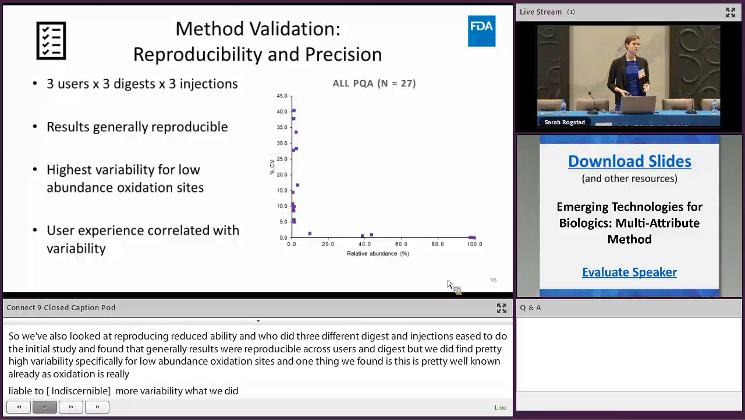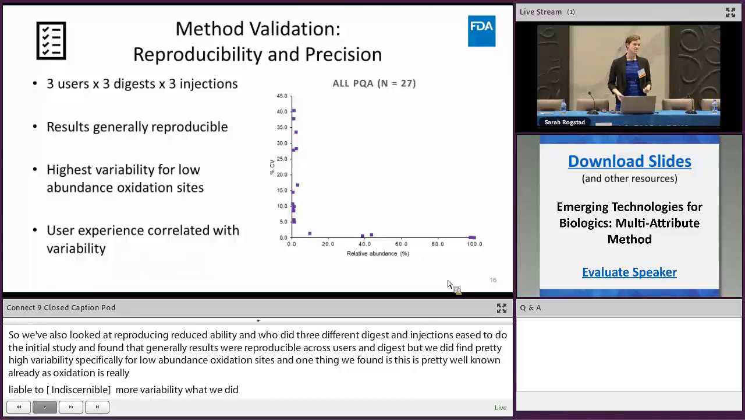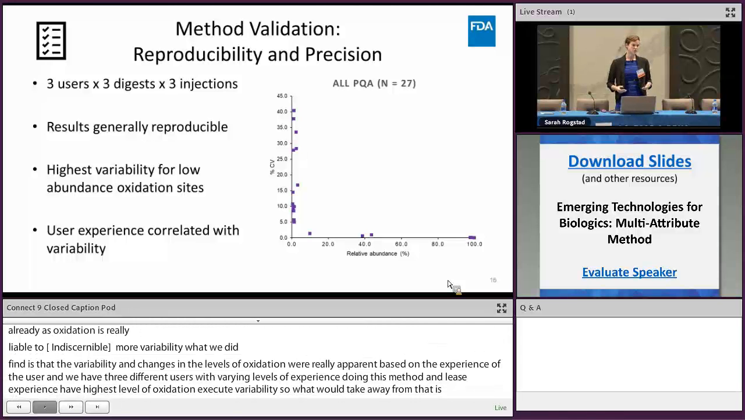So we had 3 different users with varying levels of experience doing this method, and the one with the least experience had the highest levels of oxidation, and that skewed our variability. So what we took away from that is that you should really make sure that everyone is really well trained, you have SOPs in place to make sure that your data is consistent, and that you should be monitoring your data over time to really ensure that the people using these methods are capable.